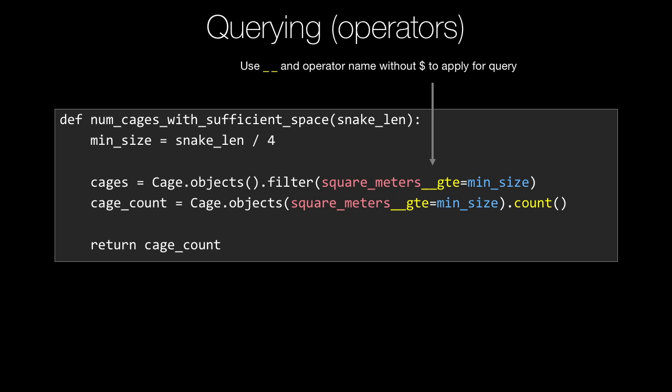Now, the other thing that we're looking at here that we didn't do in our app is count. So if we want to know how many cages there were, we could do the query .count, and it'll just do a count in the database rather than pull all the objects back where you do a length of it or something like that.